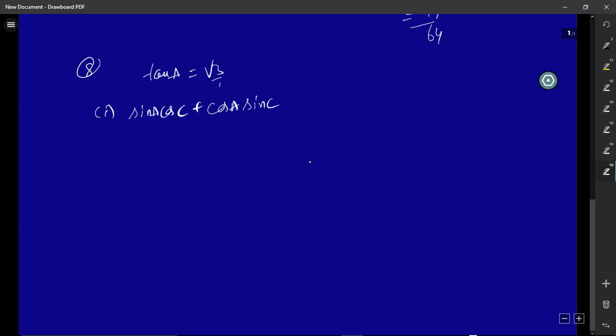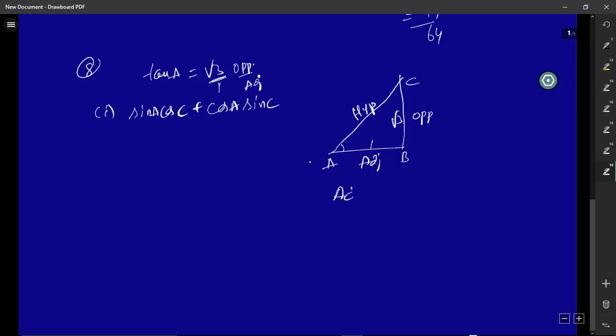Root 3 I can write as root 3 by 1. Root 3 by 1 is nothing but root 3. I know that tan is opposite side by adjacent side. So I'll quickly draw a right angle triangle here: A, B, C. With respect to angle A, BC is the opposite side. The slant line AC is always the hypotenuse. AB is the adjacent side. So BC is given as root 3. The adjacent side is given as 1.